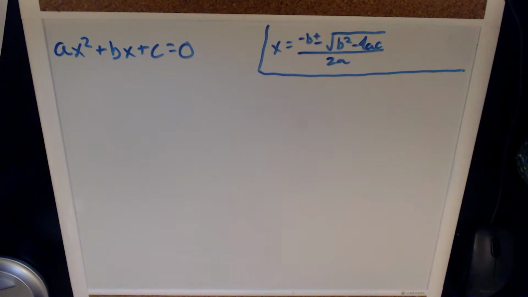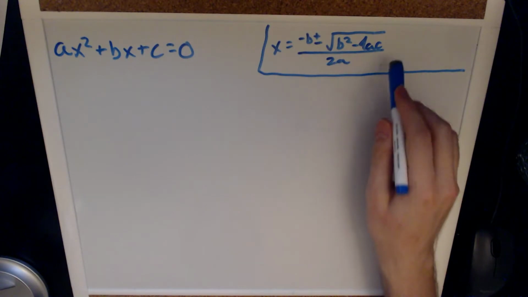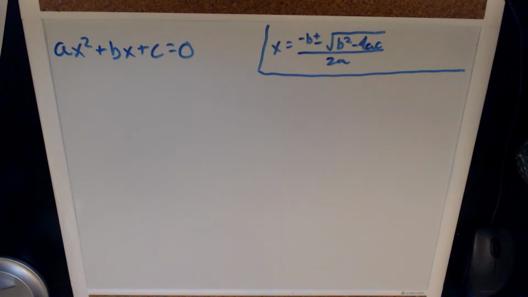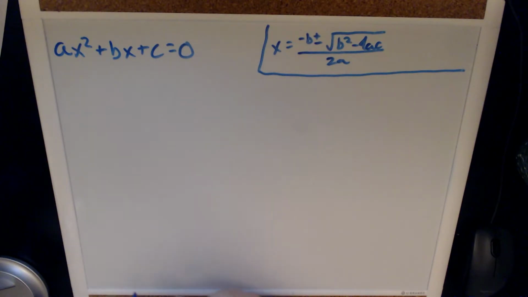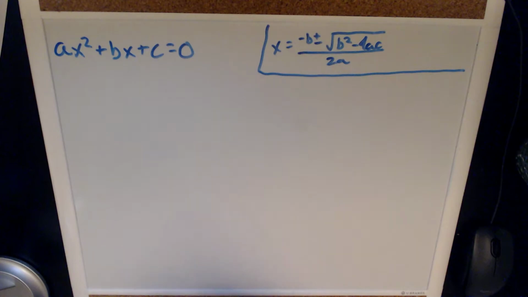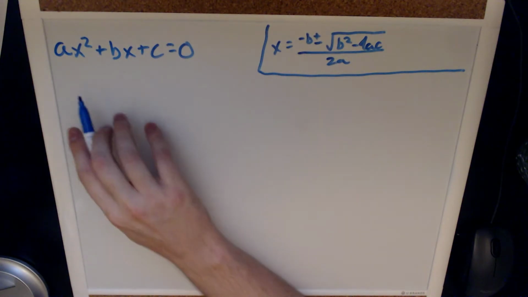Hello! In this video we will cover how to derive the quadratic formula. As the purpose of the quadratic formula is to determine the x-intercept values of a second-degree polynomial, we will start with our second-degree polynomial with variable coefficients in the general form and set it equal to 0. From here, our goal is to solve for x.